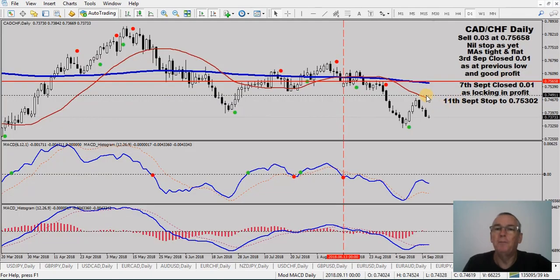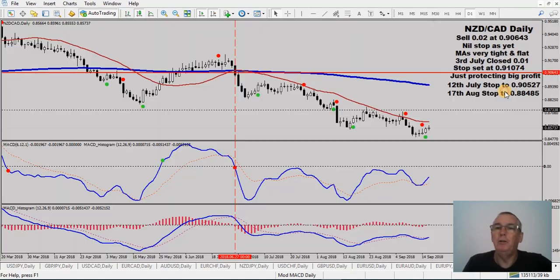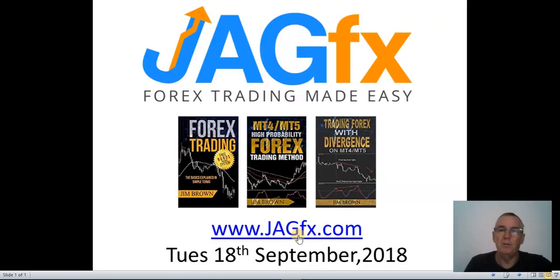CAD Swiss in a sell back here, I moved my stop down just above this fractal, this little high up there, so it's at 0.74911, and it's above the 25 SMA, just locking in profit there. And New Zealand CAD in a sell on this one for a fair while. All I've done is move my stop down on top of this little fractal here, and it's still above the 25 SMA, and that's at 0.87338.